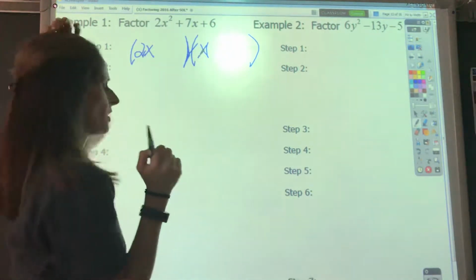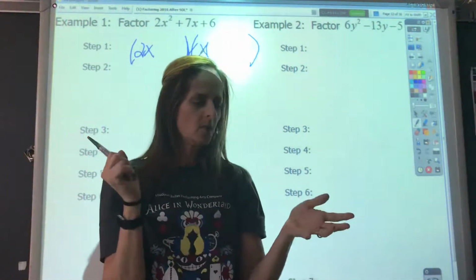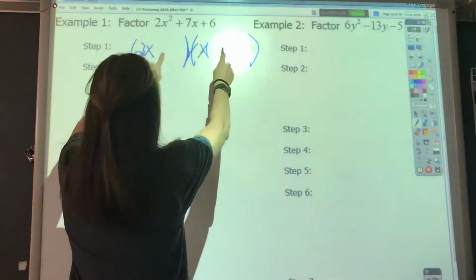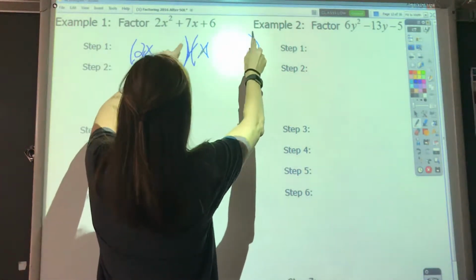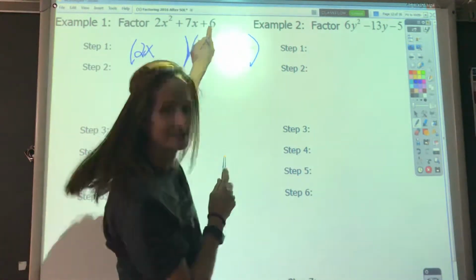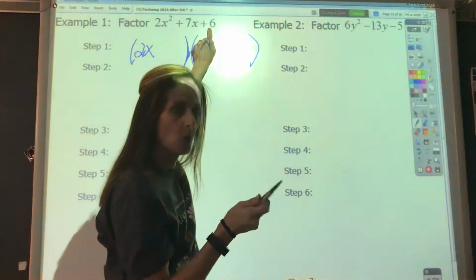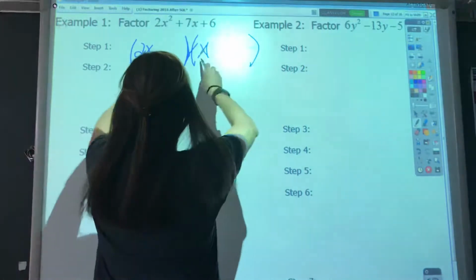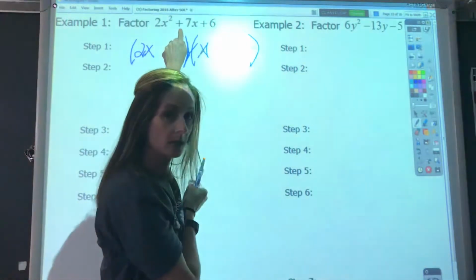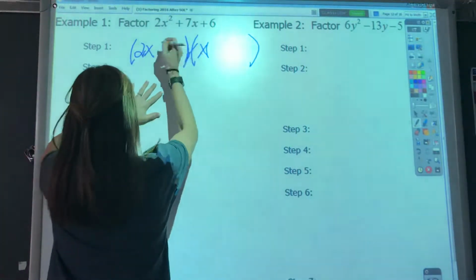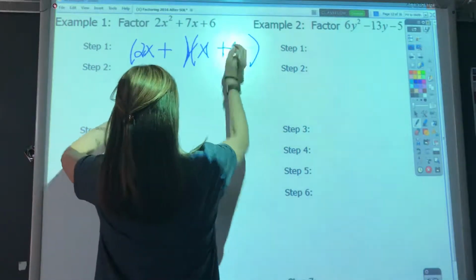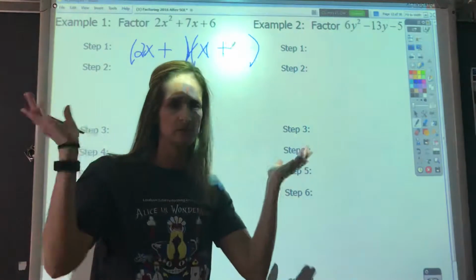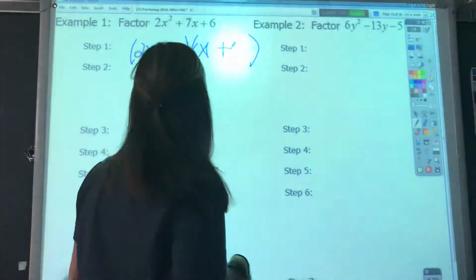Okay, so now we think about what the next signs are going to be. What are the signs going to be here? Well, when we multiply these two numbers together, we're going to get 6, which is a positive number. When we add the two numbers together, or the outer and the inner, we're going to get a positive as well. So both of these signs have to be positive. And it doesn't matter if you put the x or the 2x first. I just chose the 2x first, okay?